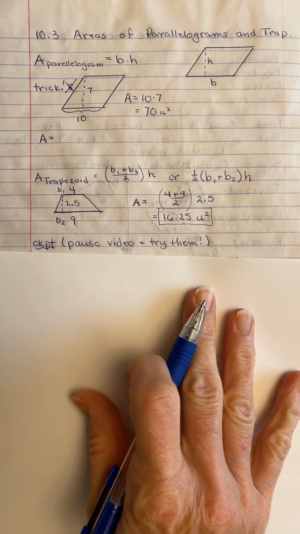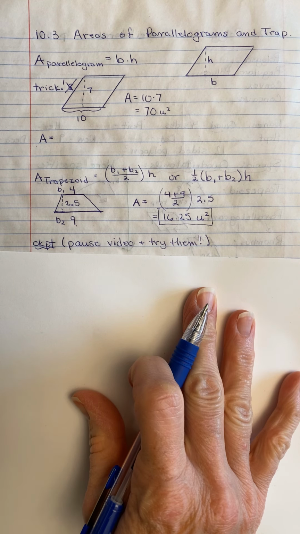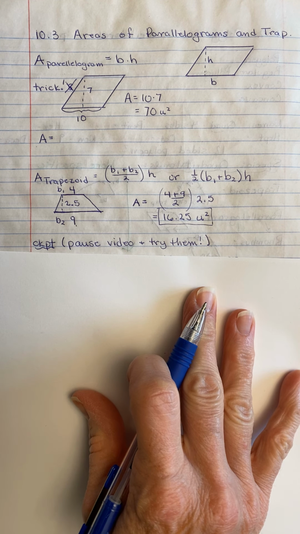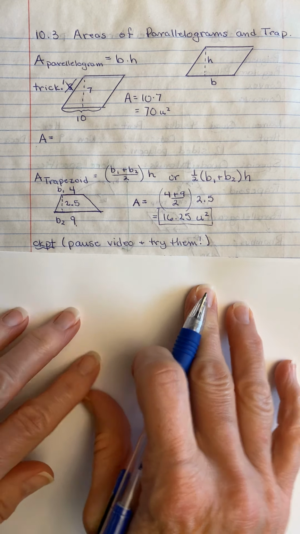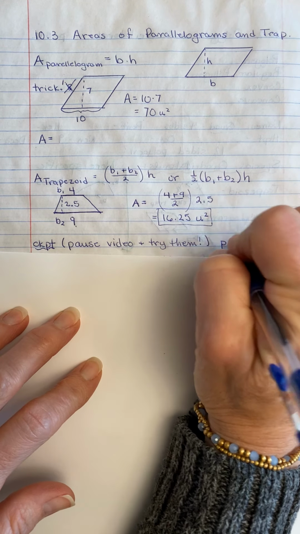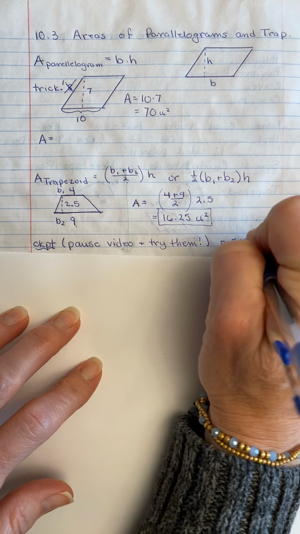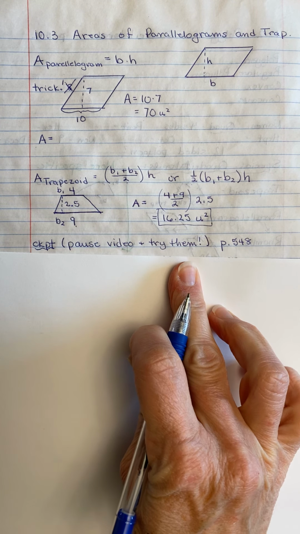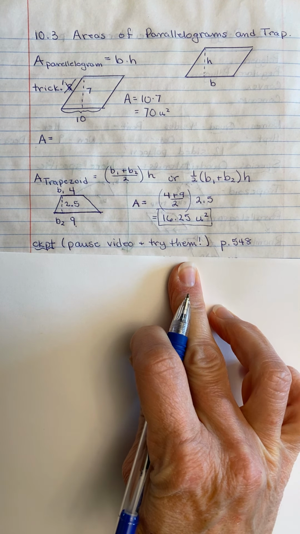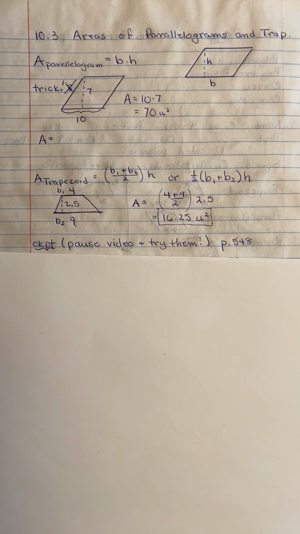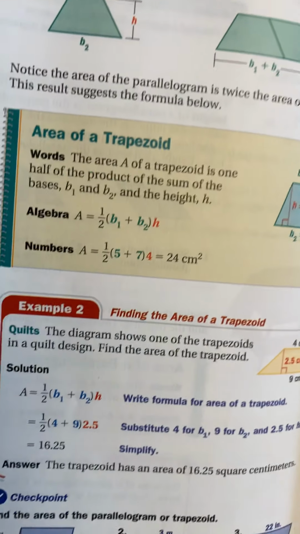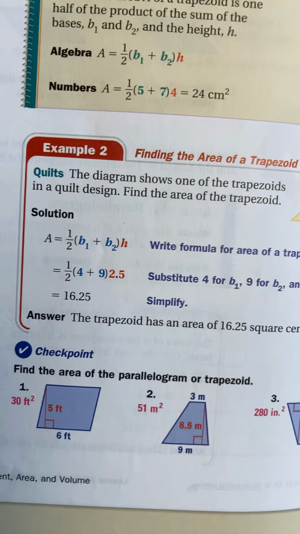Alrighty, there is a checkpoint in your book on page 548 at the bottom. Why don't you pause the video right here and try them? They're pretty quick. Grab a calculator and try them and meet me right back here. All right, and I will just show you the answers to those.